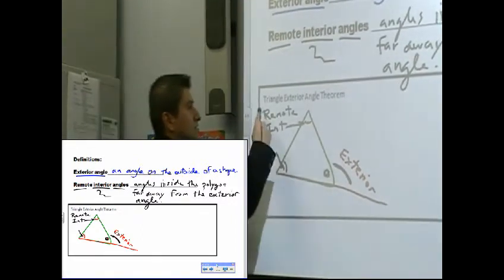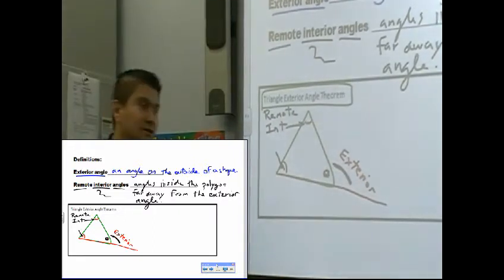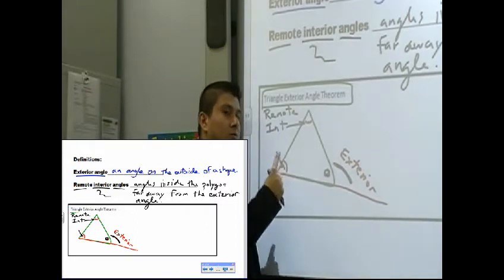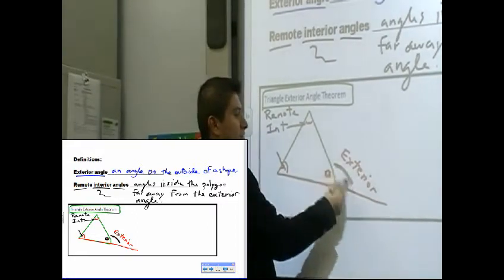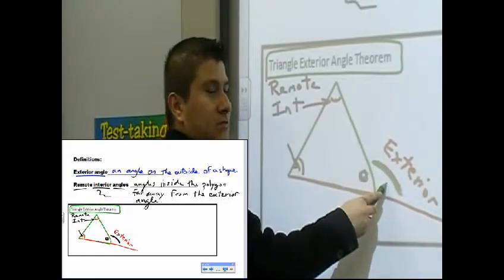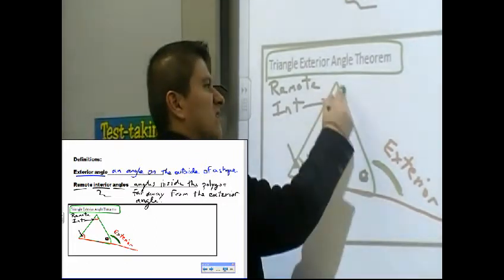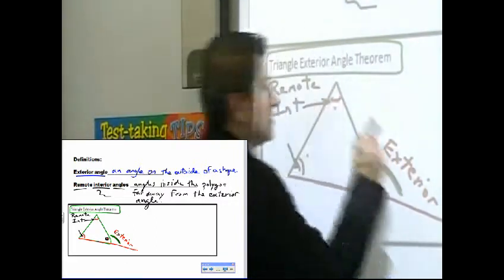Here's what this theorem says, and here's what we finish up with these notes. The triangle exterior angle theorem says this. If, and only if, you have an exterior angle in a triangle, that exterior angle equals these two guys added together. Huh? What? I know, I confused myself on that one.